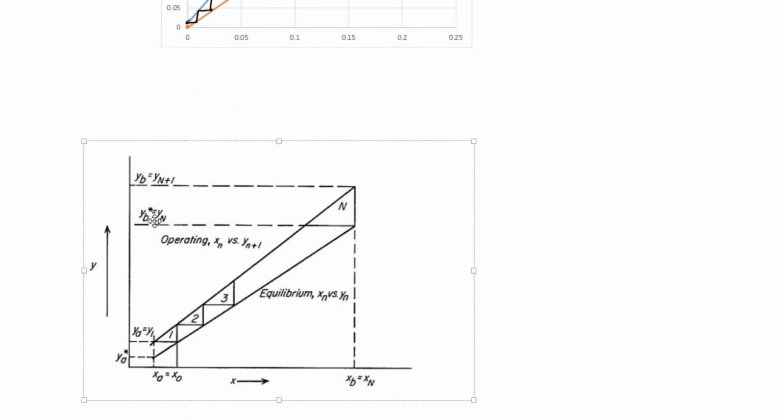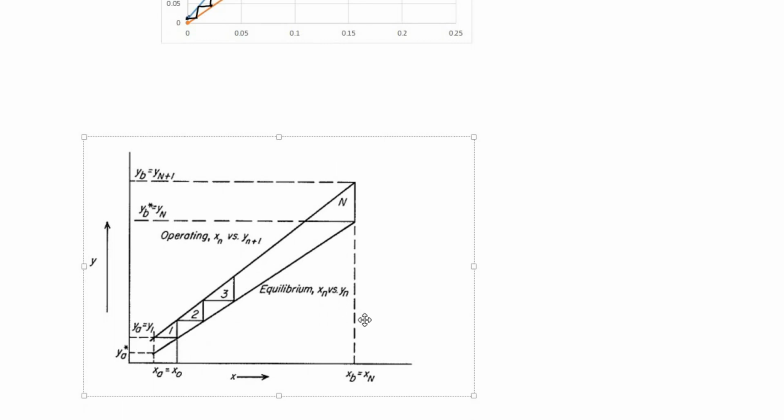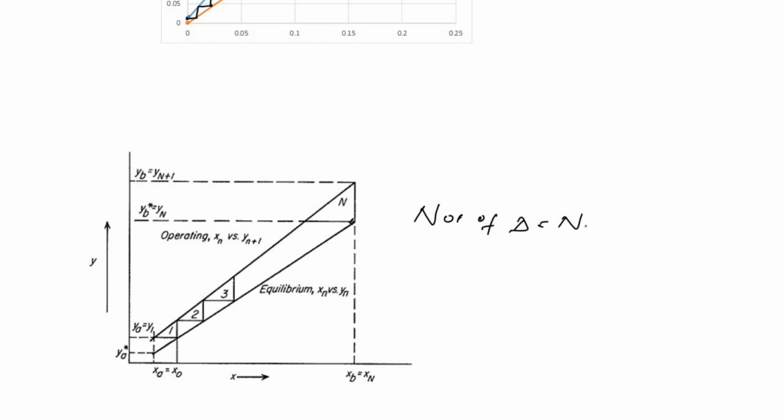Therefore, you have something like this. This is the operating line, and the other one is the equilibrium line. You'll be plotting up to the end like this, where N is. This is the end where the equilibrium line and operating line merge with your triangles. So the number of triangles you have is equal to the number of ideal stages.